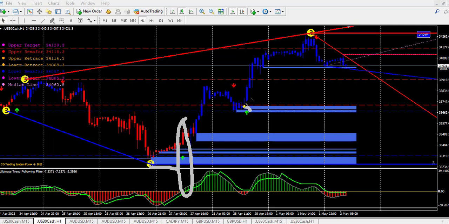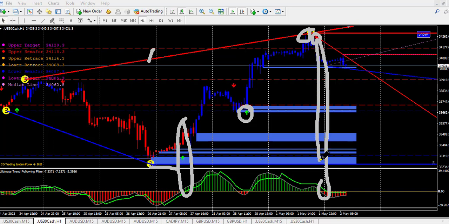And here we have the continuation again. At this particular point we have the semaphore now, and then we have the arrow indicator that does not repaint. We have this trend line broken by the semaphore indicator. Then at this point we have a complete setup here. So this is the right point to place our trade for a sell.